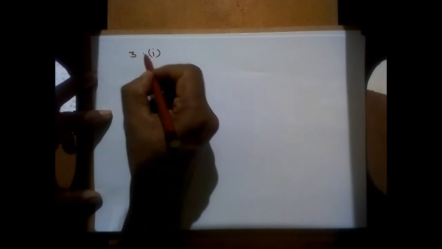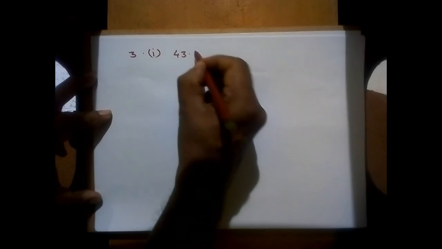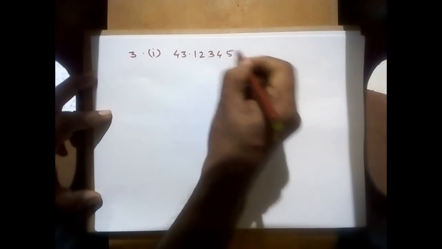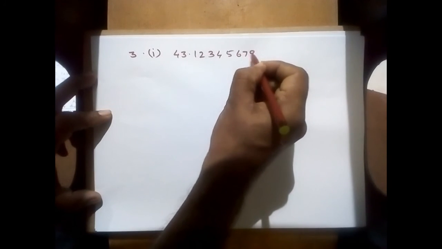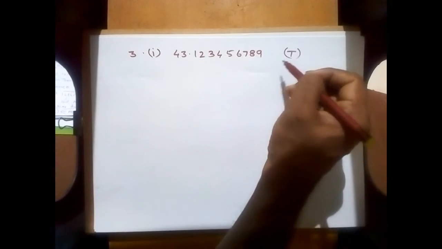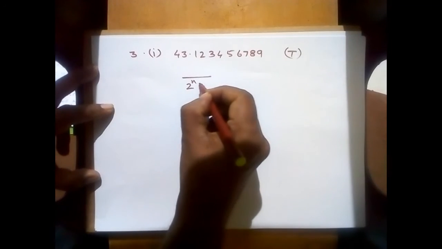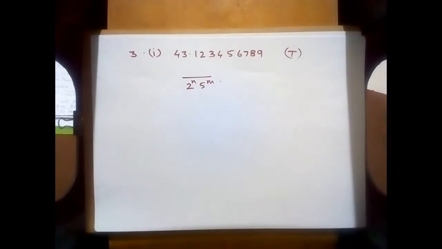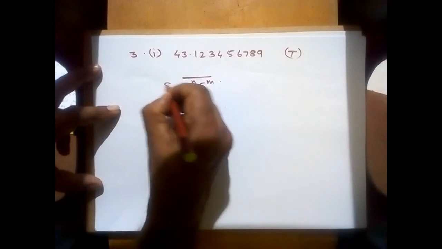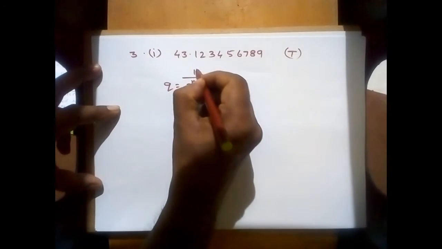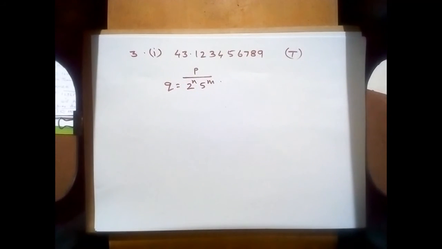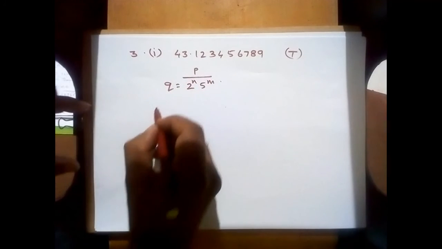Okay, so 3, 1. Question is 43.123456789. This is a clear case of terminating. So when it is terminating, the denominator will be of the form 2 raised to n into 5 raised to m. So that is the answer. So Q is equal to 2 raised to n into 5 raised to m.